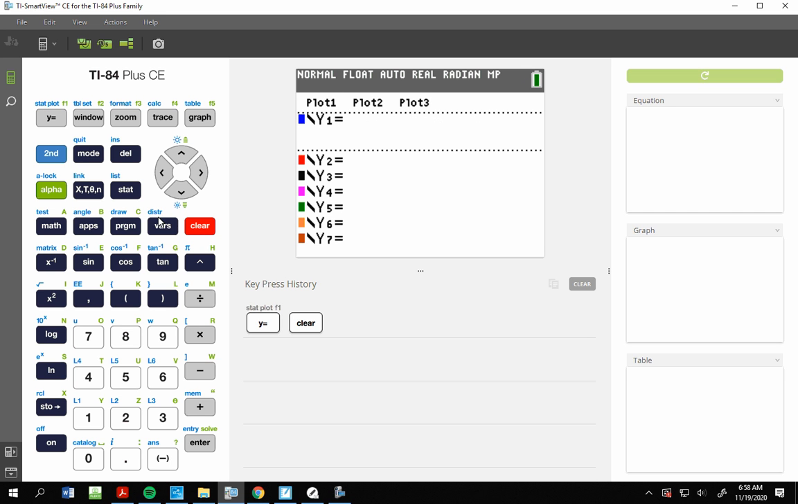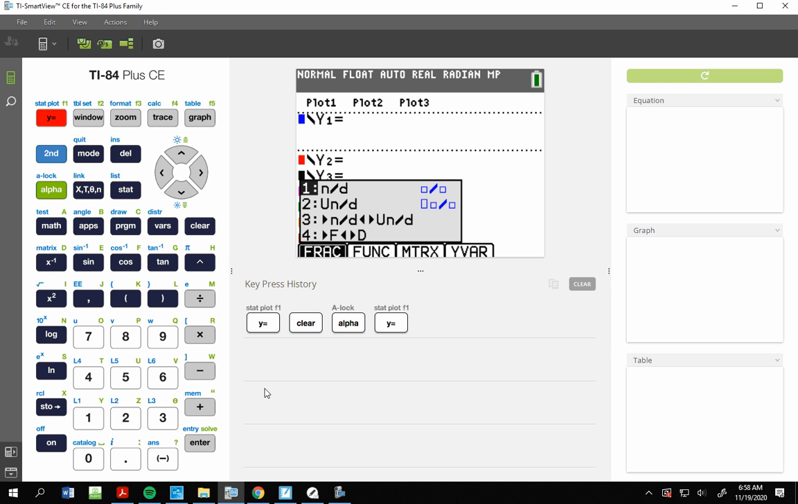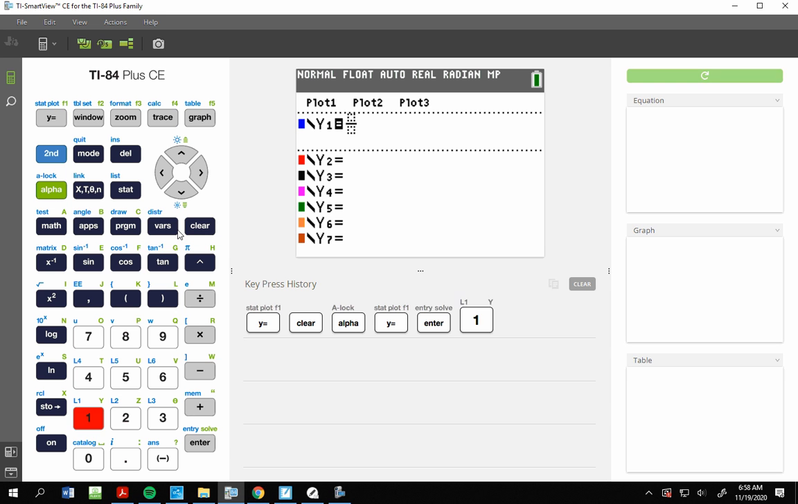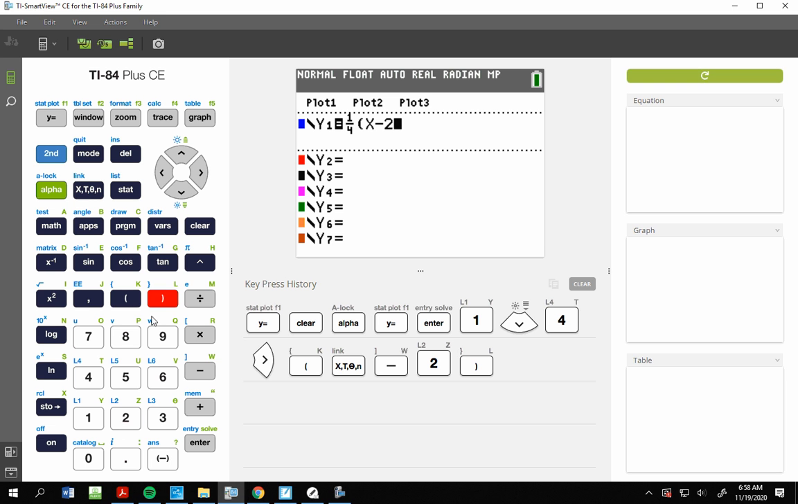Remember to plug in a fraction. You can just do 1 divided by 4, or if you want, you can do alpha y equals, hit enter, and you get numerator over denominator. That's a fraction. This is probably the easiest way to plug a fraction in to your calculator. So parentheses x minus 2, end parentheses, parentheses x plus 3, parentheses, squared. So once you get that typed in, hit graph.